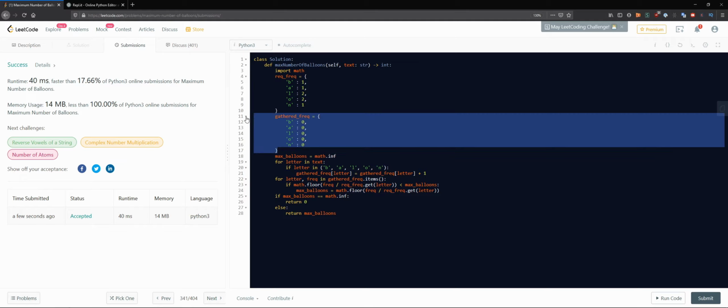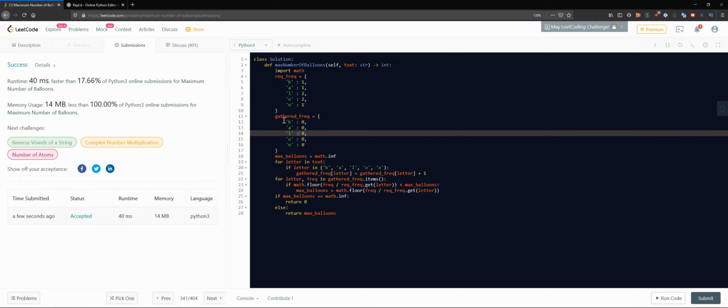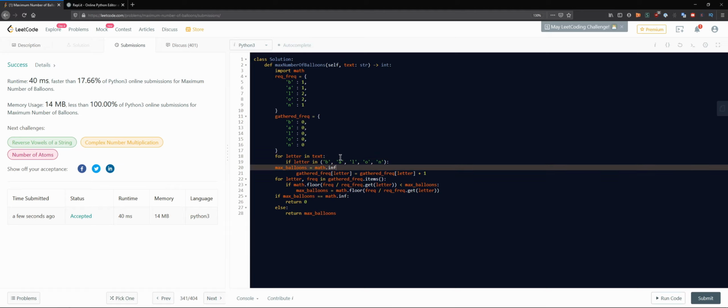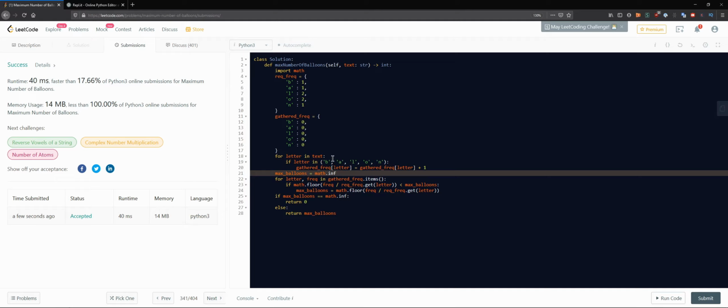The gathered frequencies are all at 0 at the beginning, and they basically tell us how many times we saw this letter in our text. So we get max balloons, which is a variable. We'll actually look at that variable real quick afterwards. I'll actually put it a bit later on.